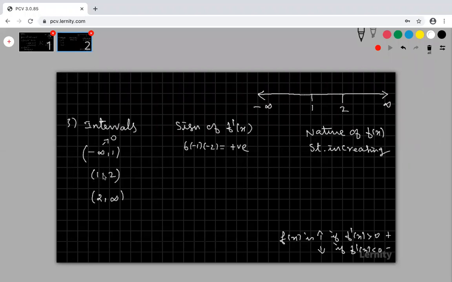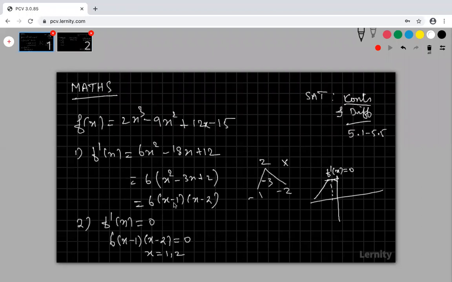Okay, now come to the next one. Here 1 and 2 is there. It is not possible to take integers. It is an interval, so you can consider any real number in this interval, say 1.5. You take 1.5 and apply here.